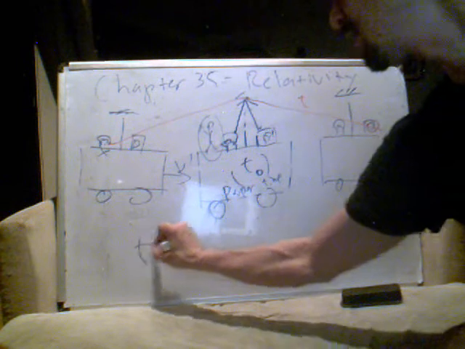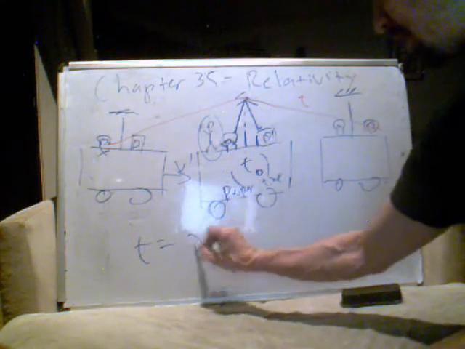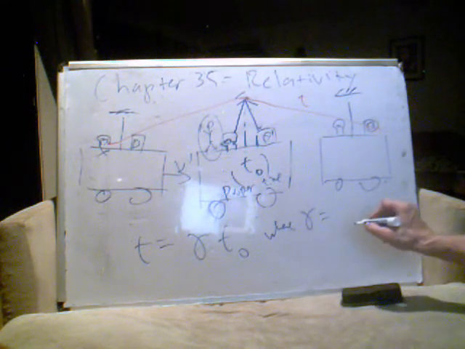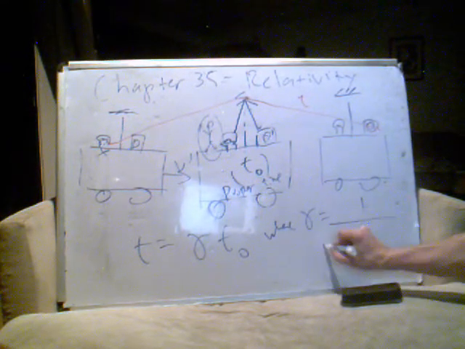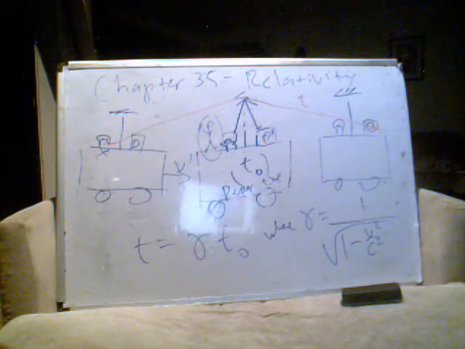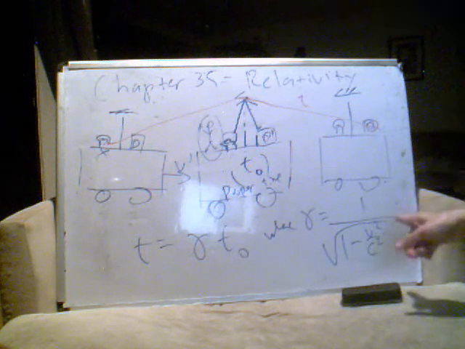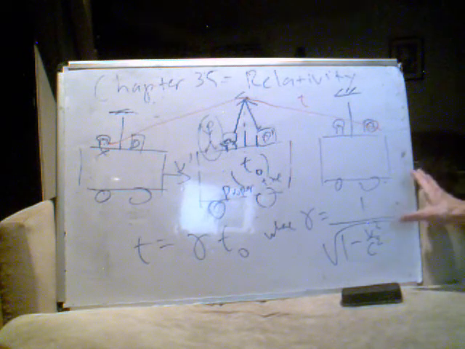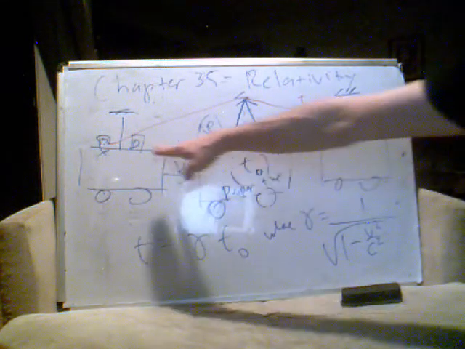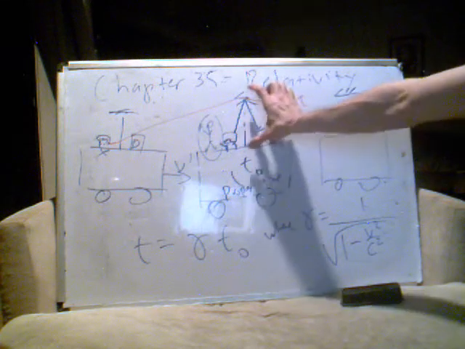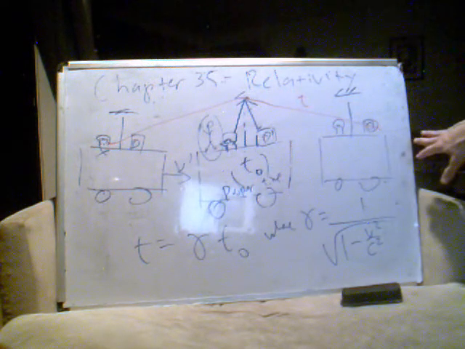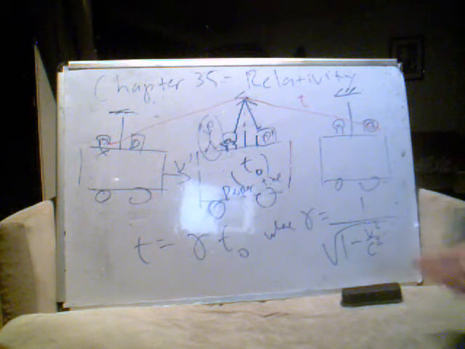So T is equal to gamma T naught, where gamma is this funny thing. It's 1 over the square root of 1 minus v squared over c squared, where v is the velocity of the train. Now this is drawn a little bit exaggerated, not to scale, because for the geometry of this situation to be true, this horizontal piece could not be greater than the vertical piece, right? Because that means the train would be moving faster than the speed of light, which cannot happen.